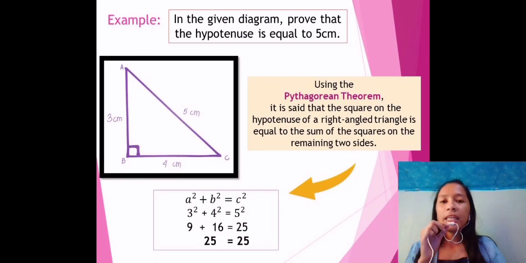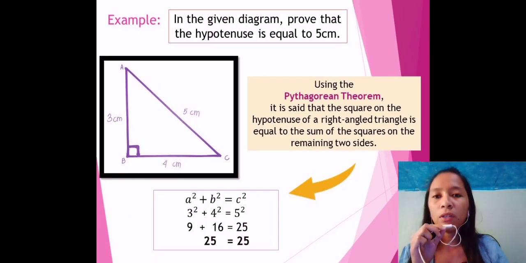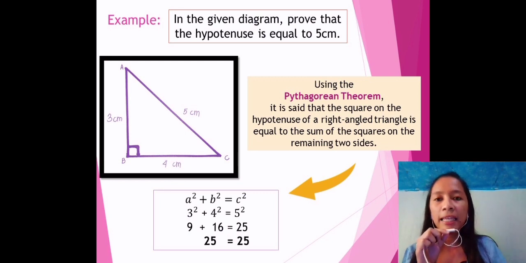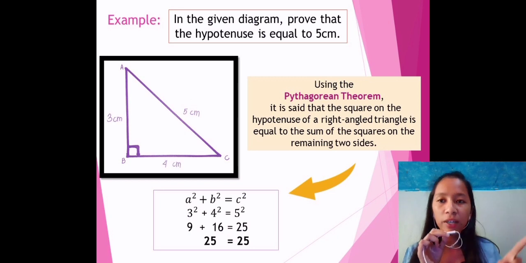Next, in the given diagram, prove that the hypotenuse is equal to 5 cm. Using the Pythagorean theorem, it is said that the square of the hypotenuse of a right-angled triangle is equal to the sum of the squares on the remaining two sides. Sa paggamit natin ng Pythagorean theorem, makikita na kapag in-squared natin yung hypotenuse niya, magiging equal siya dun sa two remaining sides kapag naka-squared din.